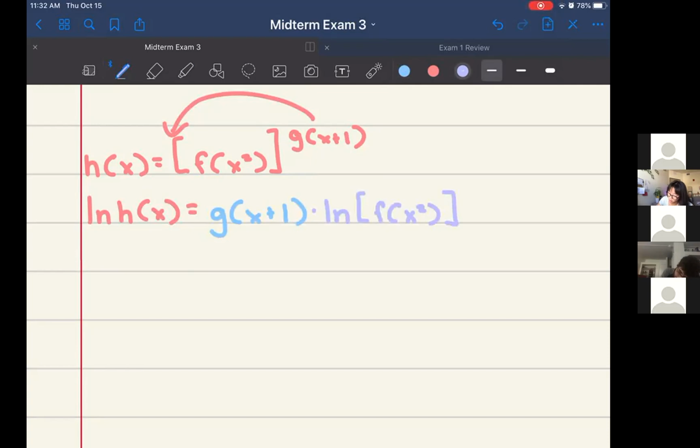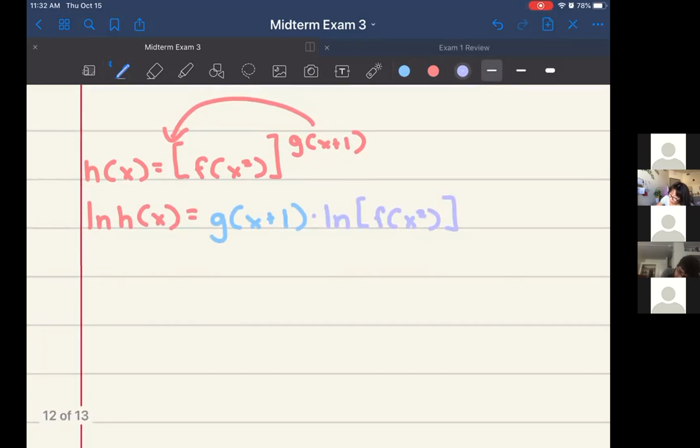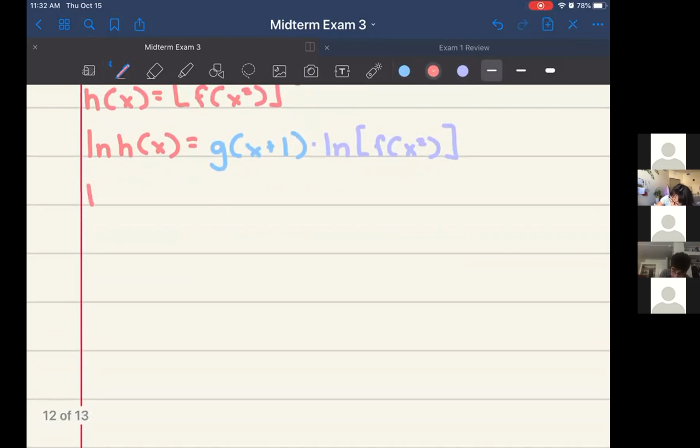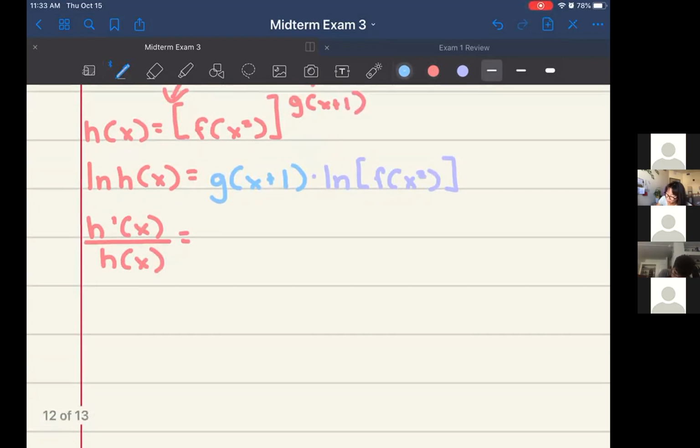I believe. Yes. All right. So then we take the derivative of both sides and we get h prime of x over h of x. And then the derivative of ln x is just one that you need to memorize. And then we have, okay, so we have both of these functions. We're going to have to do the product rule on it because there's x in both terms.